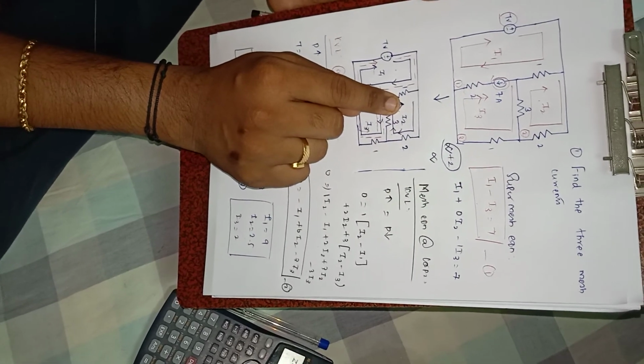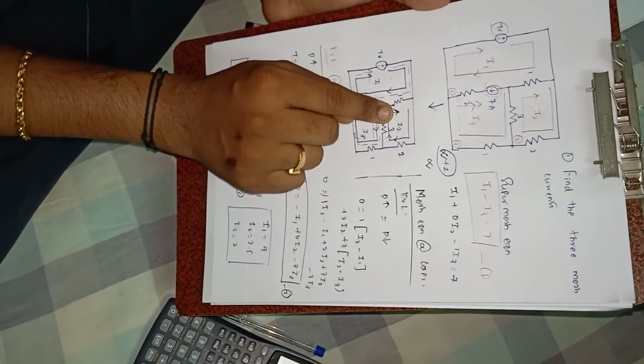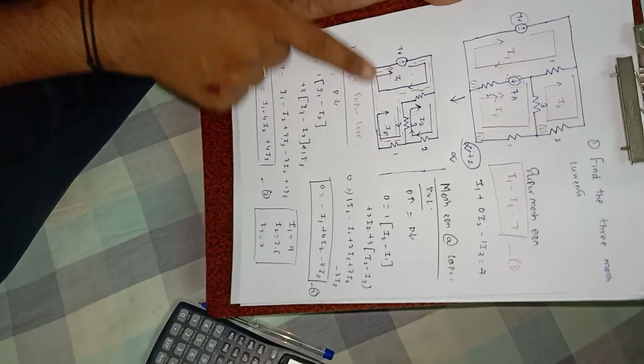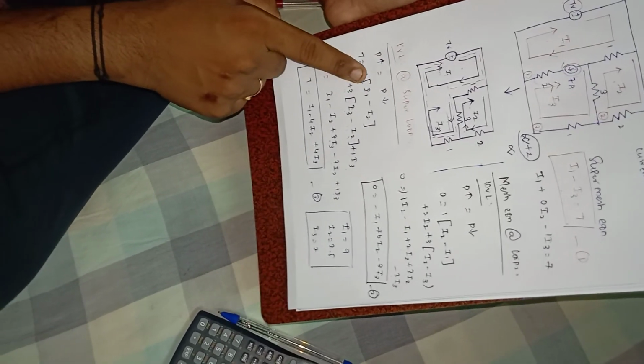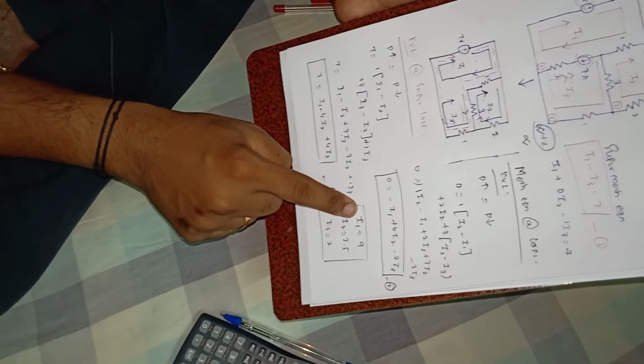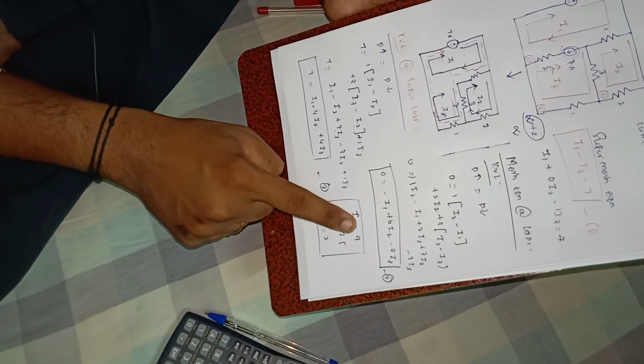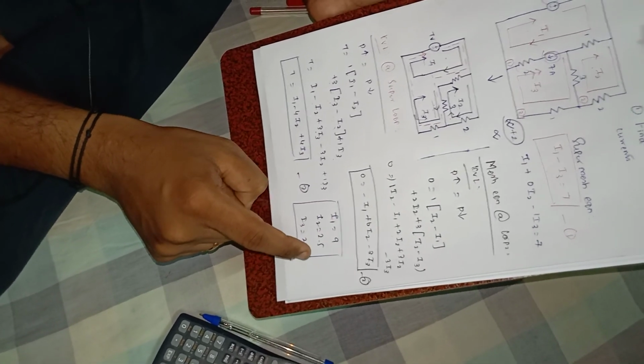Now find the mesh equation by using KVL for loop number 2, and as well find the mesh equation by using KVL for the super loop also. So you got the values of your I1, I2 and I3 as 9, 2.5 and 2, and thank you all.